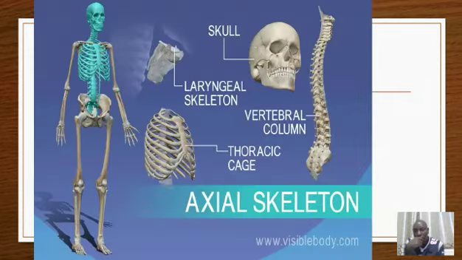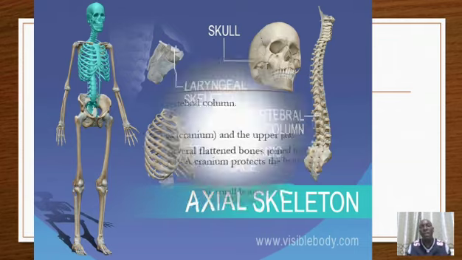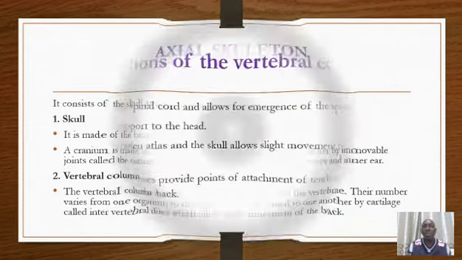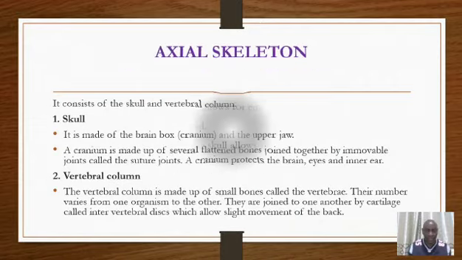When you look at that vertebral column, each bone there, a vertebra, is attached onto another vertebra. But where they attach, there is cartilage, and they form what we call the intervertebral disc. The intervertebral discs allow slight movement.